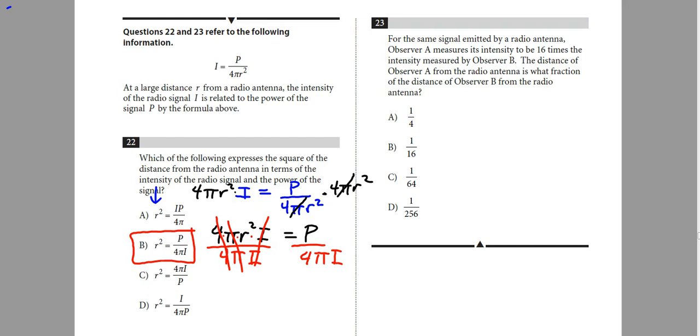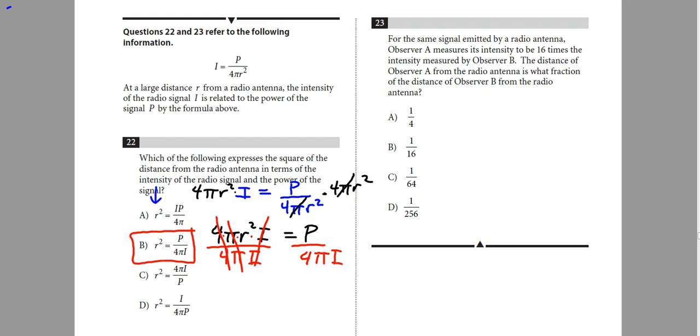So number 23: for the same signal emitted by the antenna, observer A measures the intensity to be 6 times larger than observer B. The distance of observer A is what fraction of the distance of observer B? So if observer A measures way more intensity, then he must be closer.